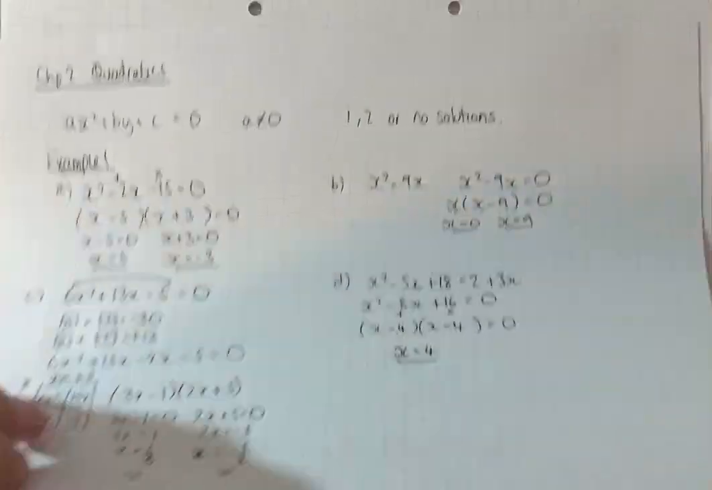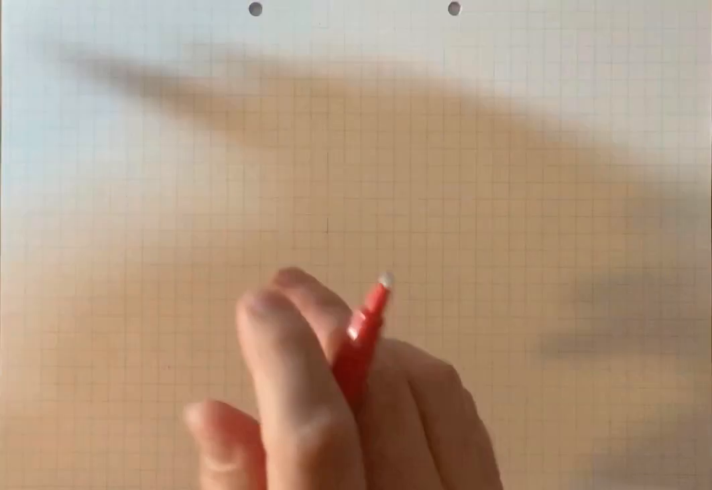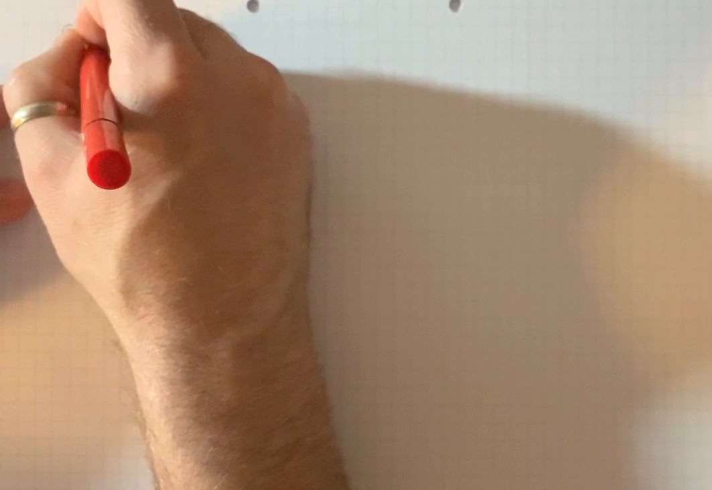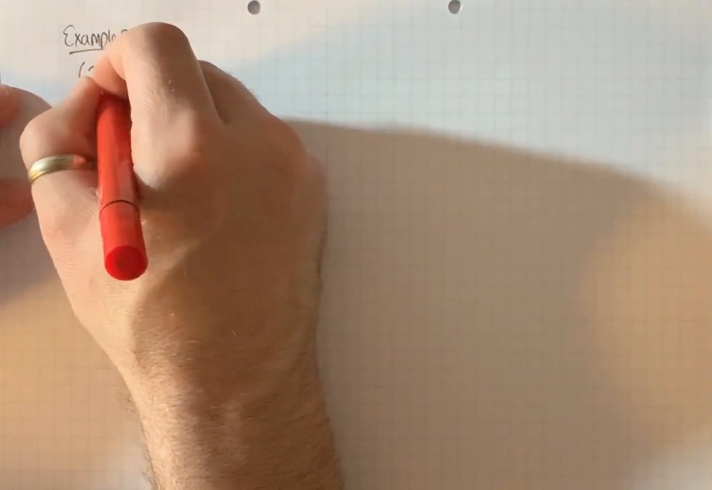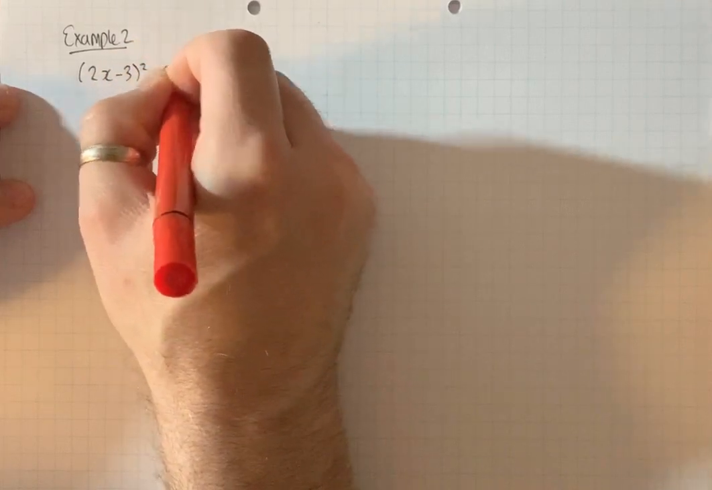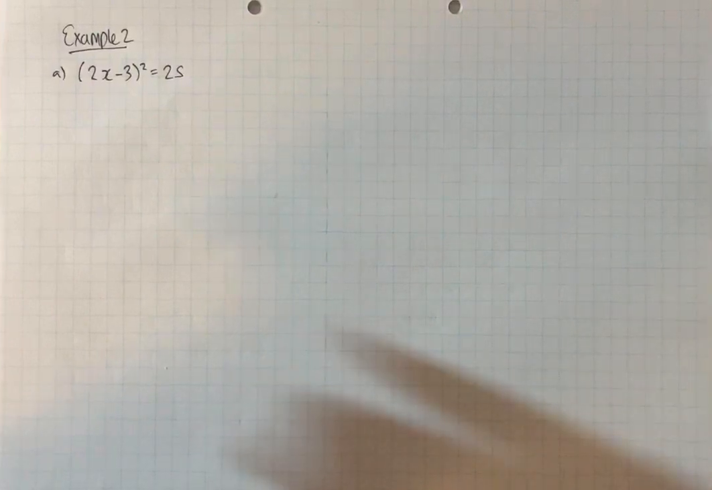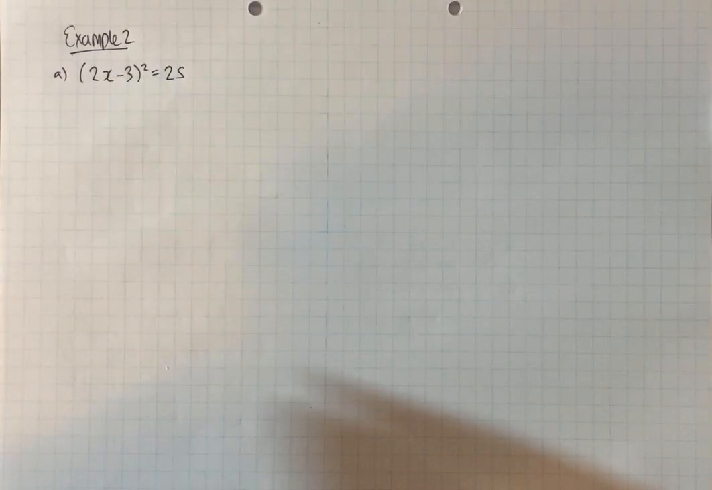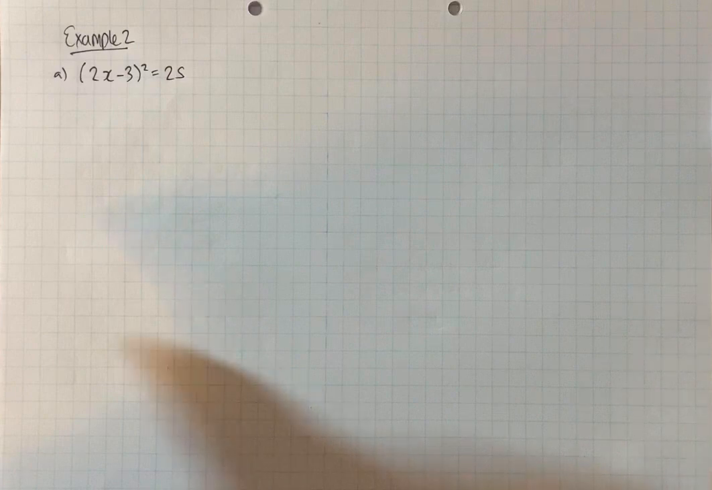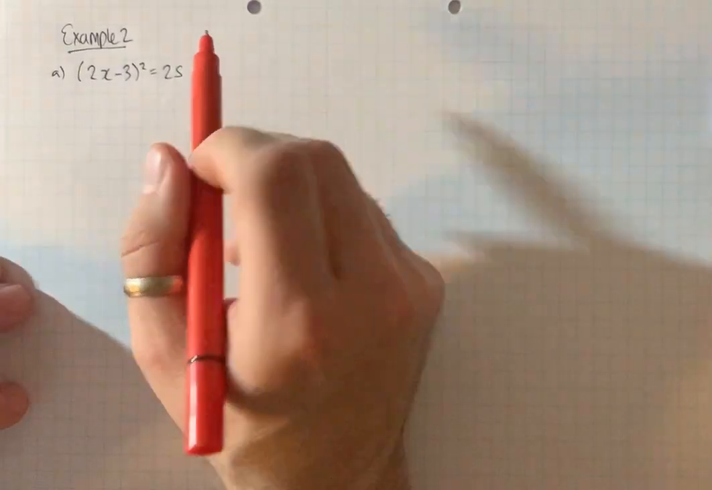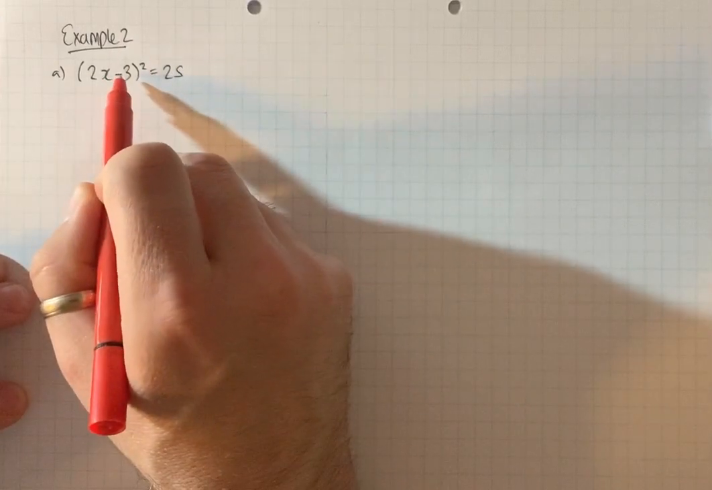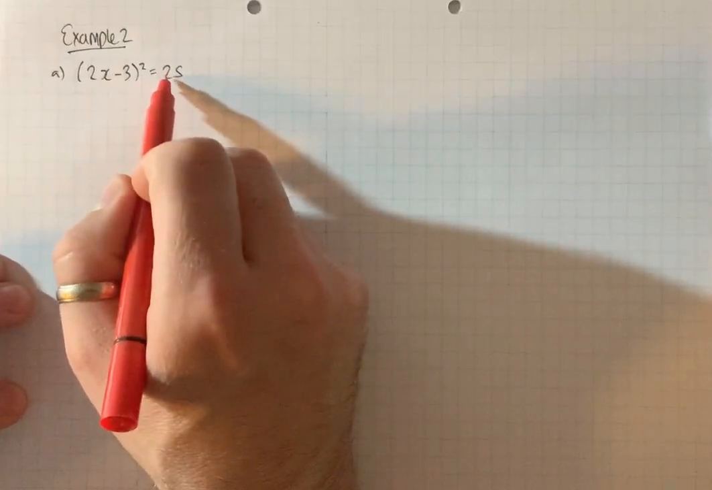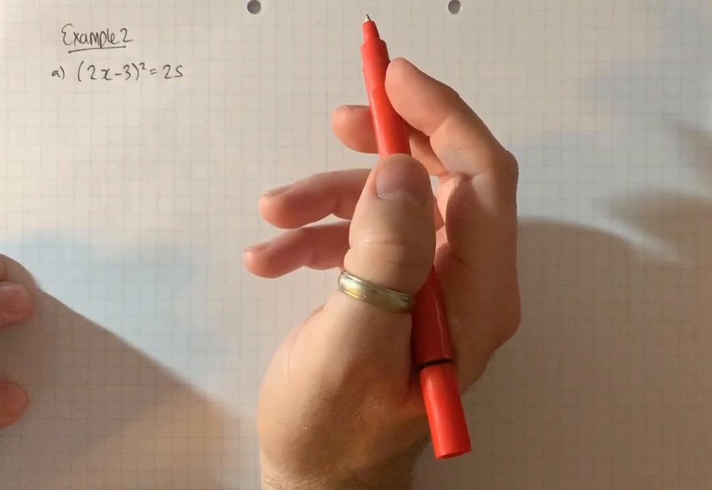On to example 2. Solve to find x: 2x take 3 squared equals 25. And the tempting thing to do here is to expand the brackets, but we're not going to solve it like that, and that isn't something you should do. Instead, what we're going to do is take the square over and it becomes a square root. Really what we're saying is, what squared is 25? Well, that's 5 or minus 5.